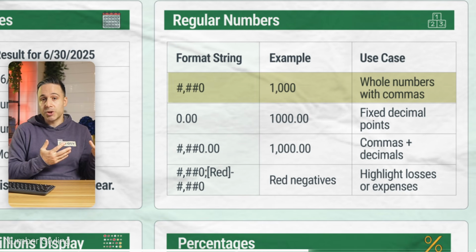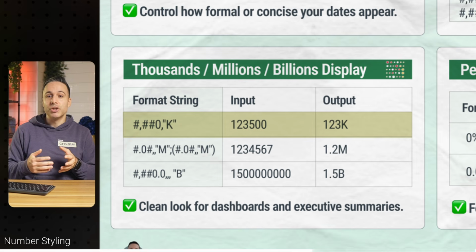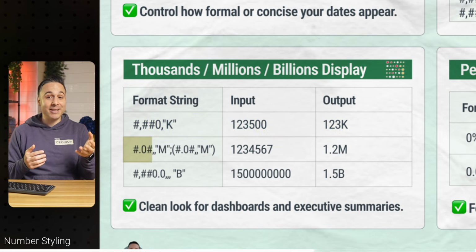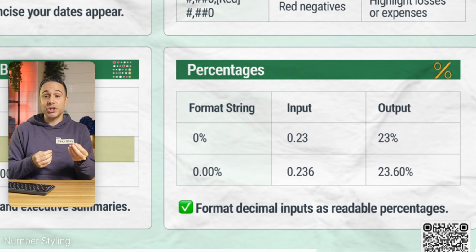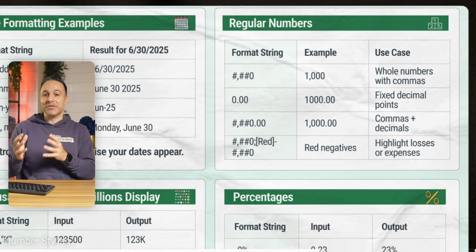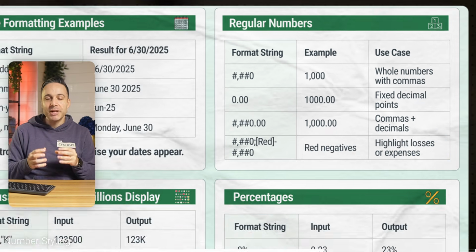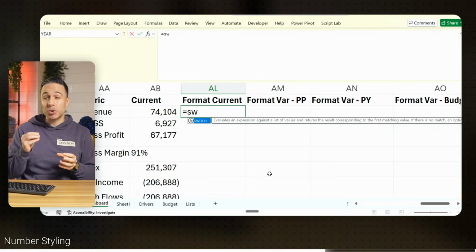If it's under 100,000, show it with commas. Between 100,000 and a million, show it with a K. In the millions, add an M. For percentages, add this percentage sign. We can even design variance versions so that it shows a plus or a minus sign dynamically. To power this, we're going to use the switch function.